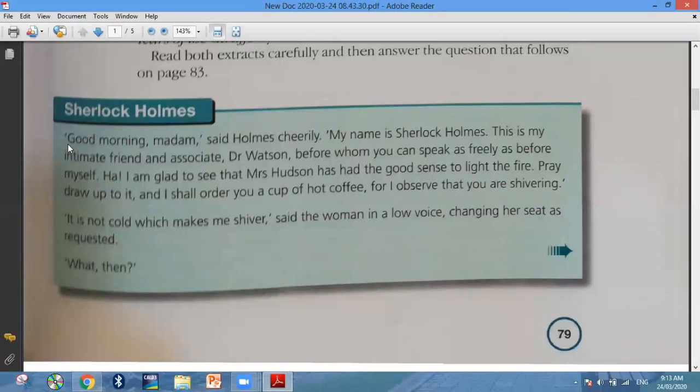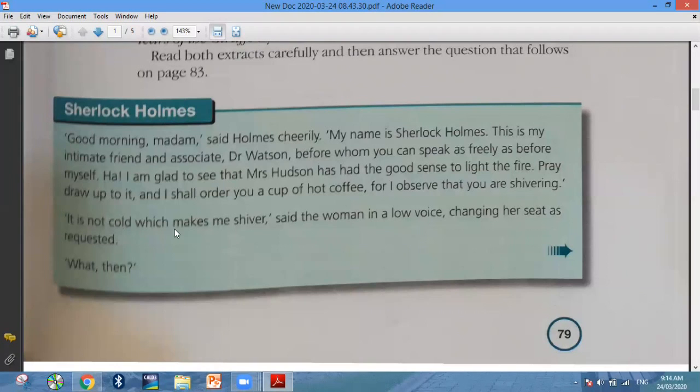"Good morning, madam," said Holmes cheerily. "My name is Sherlock Holmes. This is my intimate friend and associate, Dr. Watson, before whom you can speak as freely as before myself. I'm glad to see that Mrs. Hudson has had the good sense to light the fire. Pray draw up to it, and I shall order you a cup of hot coffee, for I observe that you are shivering."